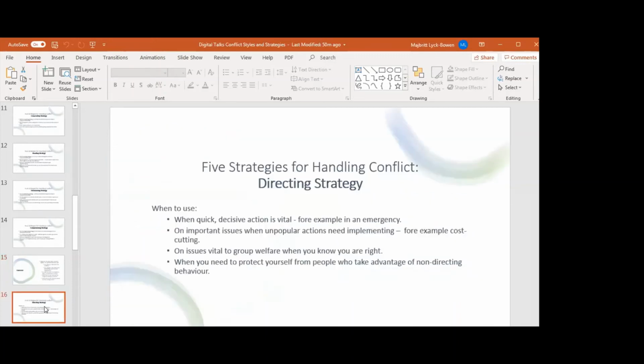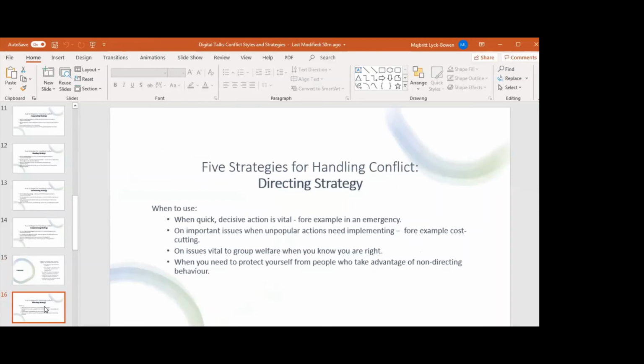Okay, so we're now just going to look again at the 5 different strategies, and we're going to look a little bit more at when is a good time to use them, what kind of outcome we get, and how it affects the relationship as well. And then you look at what kinds of situations and signs show that you are perhaps not using these strategies in the right way.